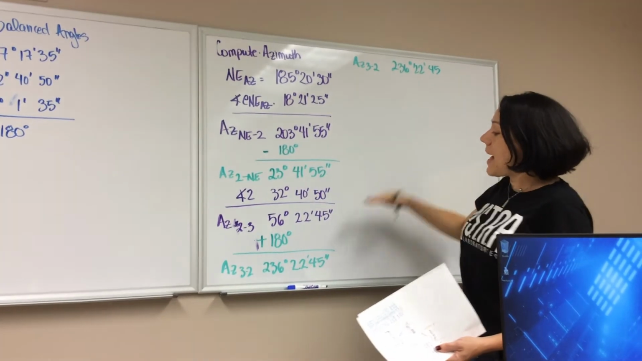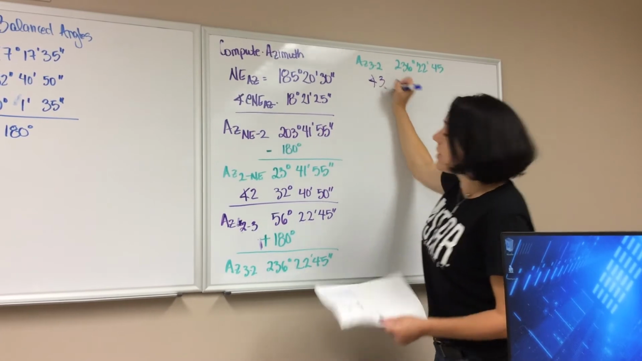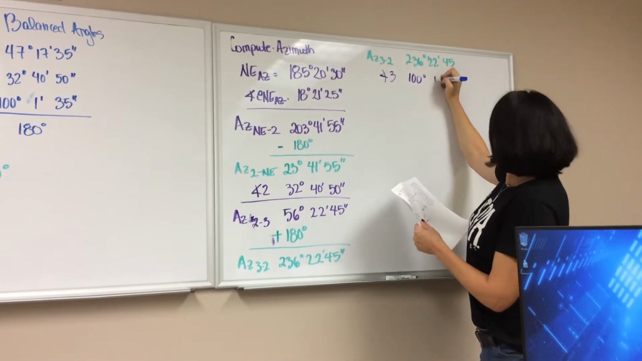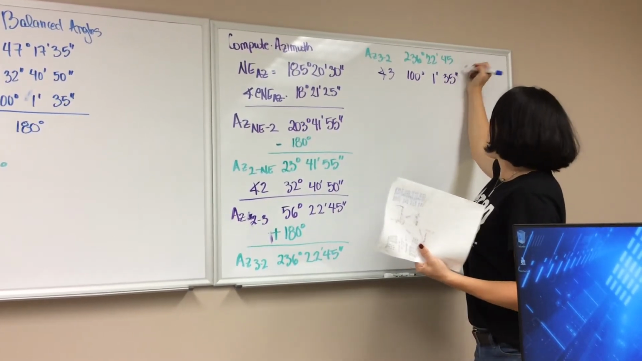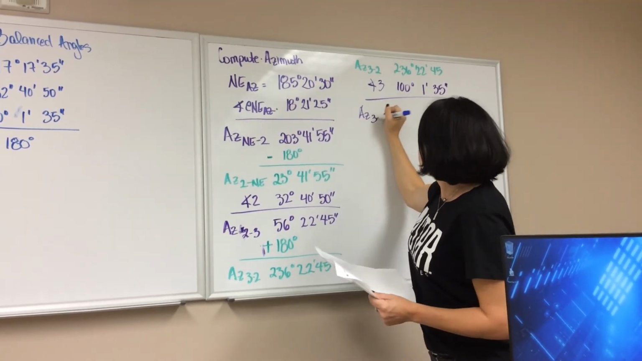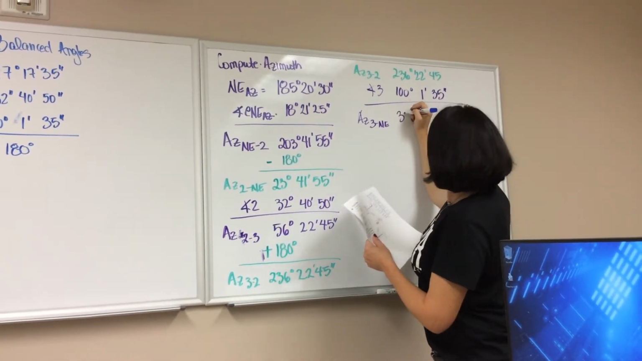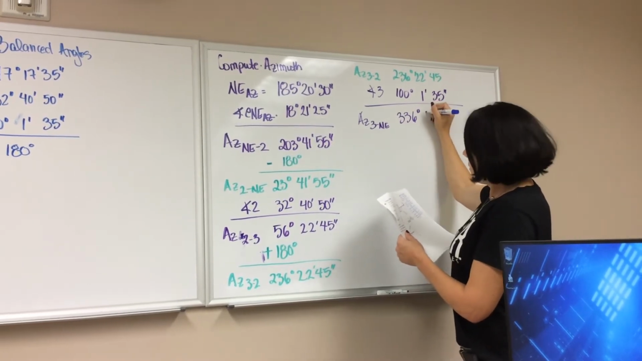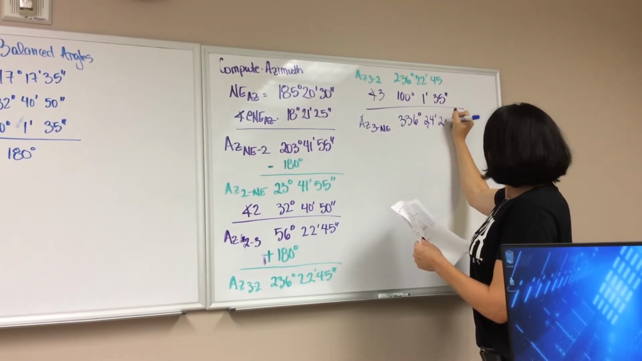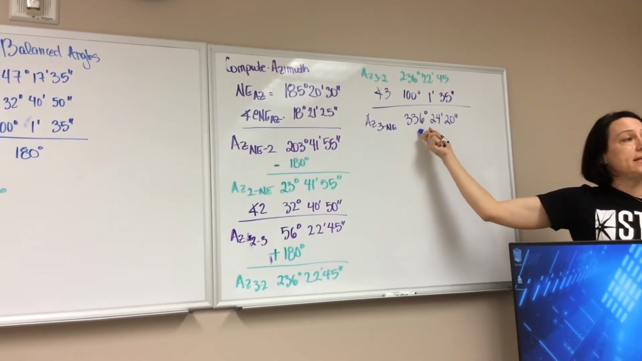Okay? So the azimuth, and I have to write it up here, 3 to 2, the 236, 22, 45 is my back azimuth. Azimuth, back azimuth, and I'm going to add the angle at 3. The angle at 3 we said was 100, 1, thank you, 35, and that is going to give me the azimuth from 3 to the northeast. So when I add that, I get 336 degrees, 24, 20.